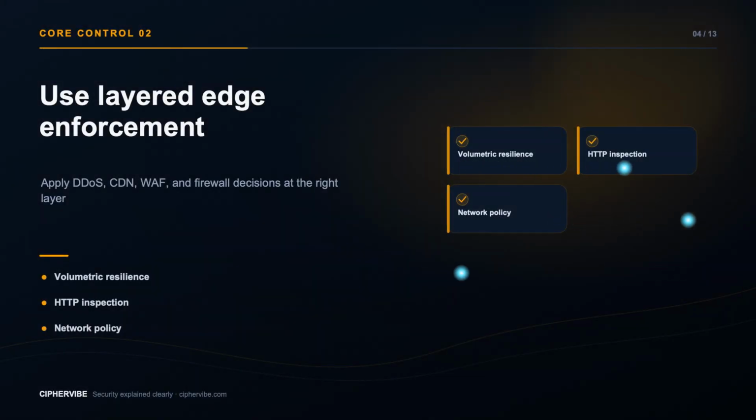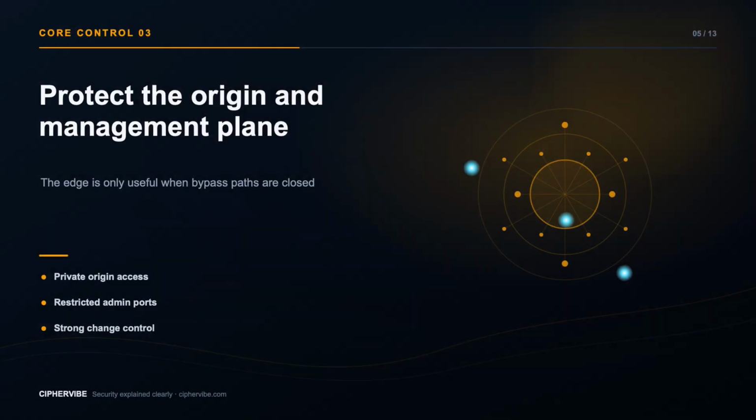The second building block is use layered edge enforcement. DDoS services absorb volumetric attacks, CDNs reduce origin load, WAFs inspect HTTP behavior, and network firewalls govern broader protocol flows. Tune each for the application it protects and avoid a rule set that blocks real users without a tested exception process.